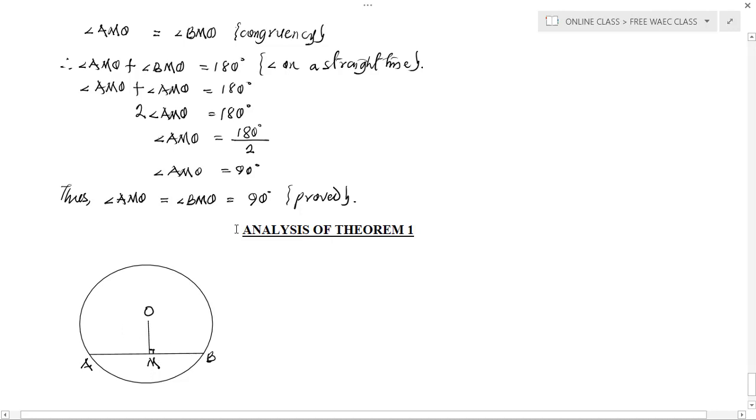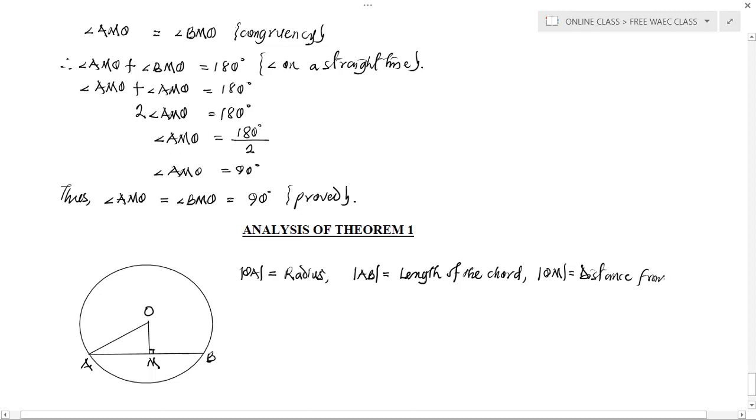Now, we need to draw again. If you look at it now, we can join the center to A. From what we have there, OA equals the radius. We have length AB equals the length of the chord, while length OM is the distance from the center of the circle.